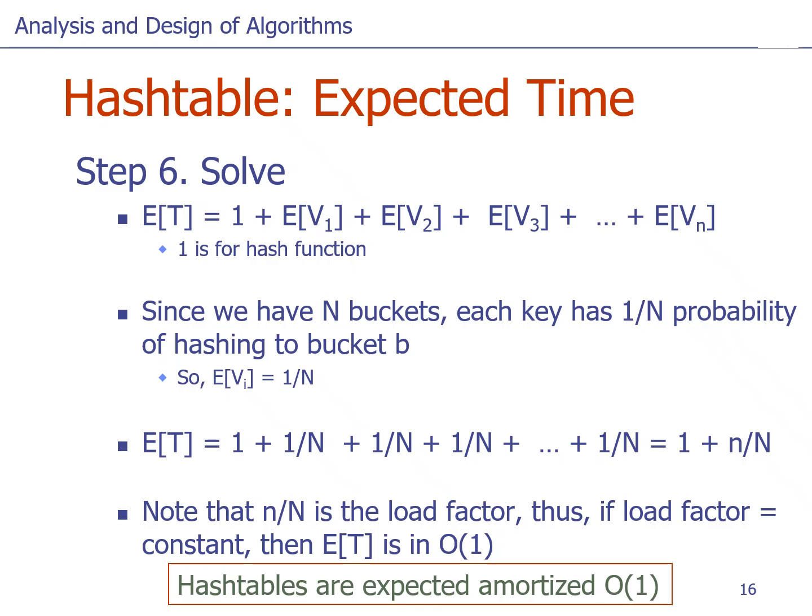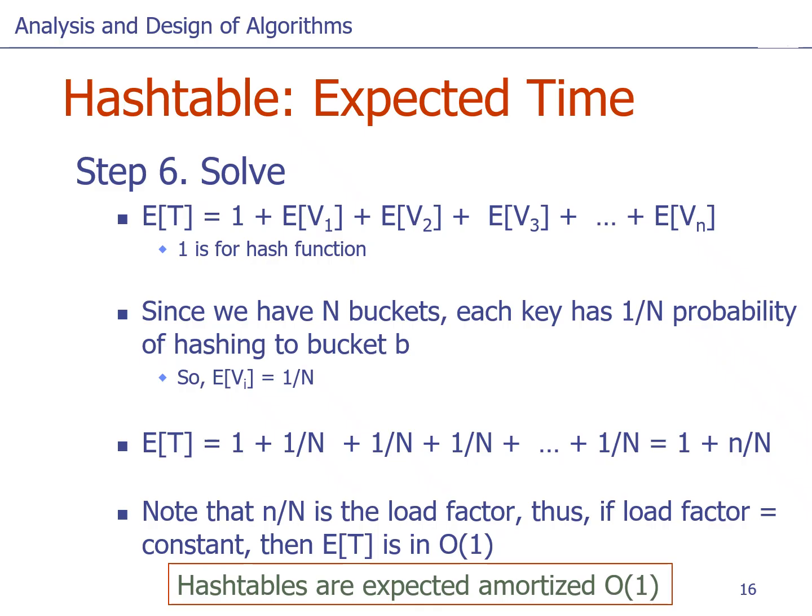So E of v1 is 1 over N. The same thing for the rest. E of v sub 2 is 1 over N. E of v sub 3 is 1 over N. So in total, the expected value of T is 1 plus small n over big N. I'm just summing up all of those 1 over N's. How many 1 over N's will I have? I will have n of them because I have n keys in the hash table. So it's 1 over N plus 1 over N plus 1 over N, small n times, so it's small n divided by big N. This is the expected value of T.